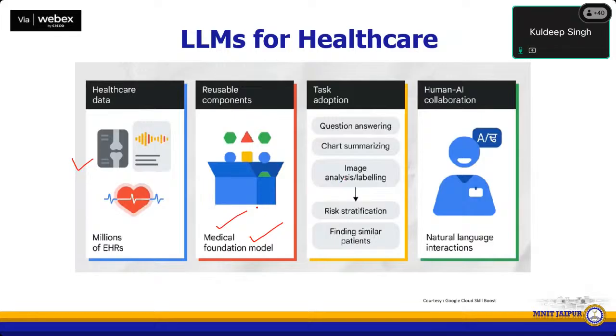Then further, this medical foundational model can be adapted to a specific question, a specific task, and this LLM can be integrated with a chatbot where we have natural language interaction, and given a particular prompt or instruction, this adapted medical foundational model will be answering the chatbot related to different tasks.